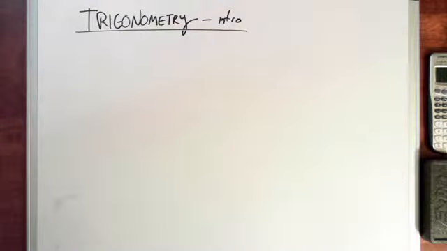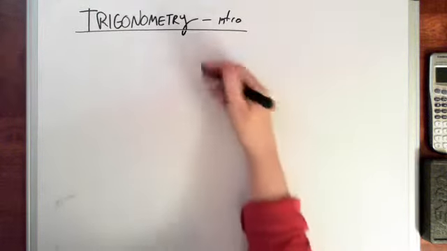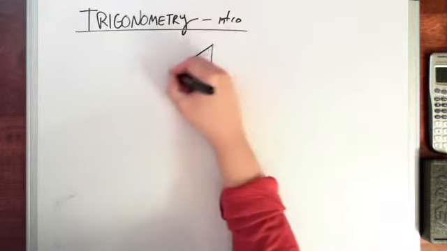This is the introduction to trigonometry. These formulas start on page 22, the bottom right hand side of page 22 on the reference handbook. Starting off, the trig functions are basically defined using a right triangle.